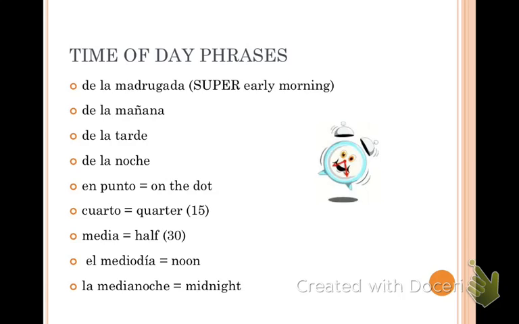Noon. Remember we had buenos días, is el mediodía. El is a little odd. Noche is feminine like buenas noches. And midnight then is la medianoche.